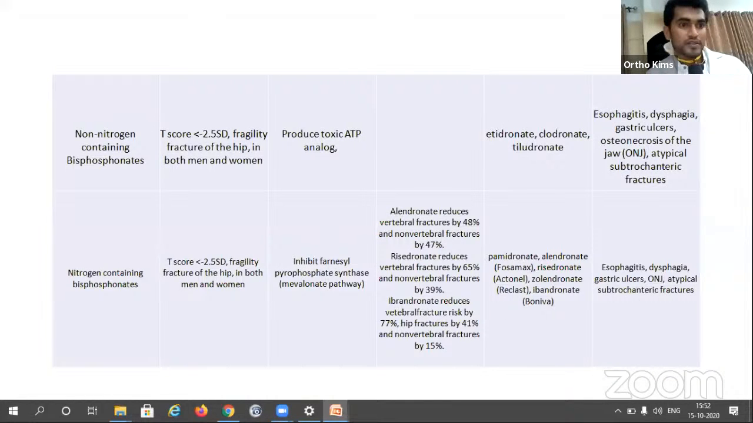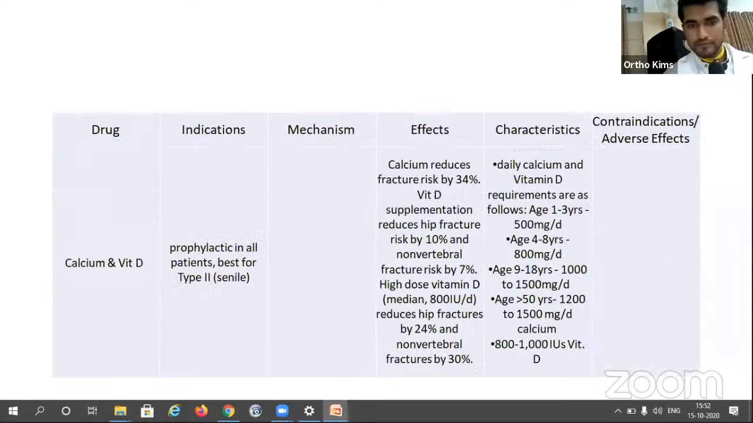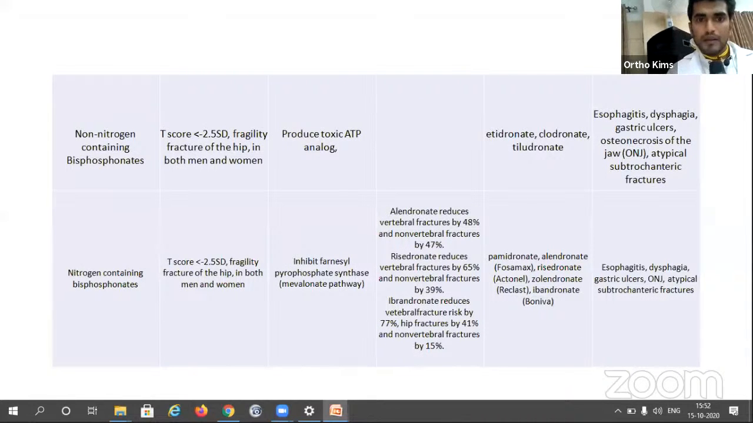Non-nitrogen containing bisphosphonates: the indication is T-score less than -2.5 standard deviation, fragility fracture of the hip in both men and women. Its mechanism is it produces toxic ATP analogs. Here are the drugs: etidronate, clodronate, and tiludronate.